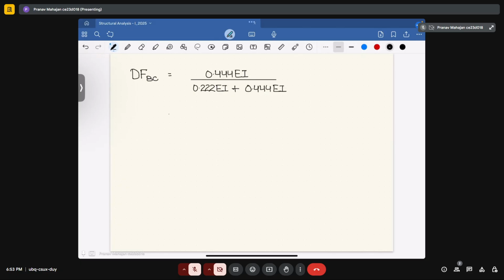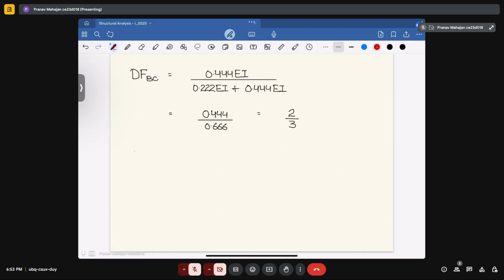It will give you the value as 0.444 divided by 0.666, and that will be equal to 2 by 3.